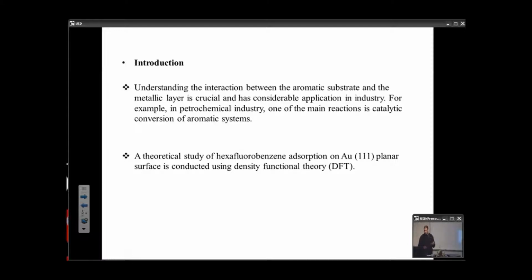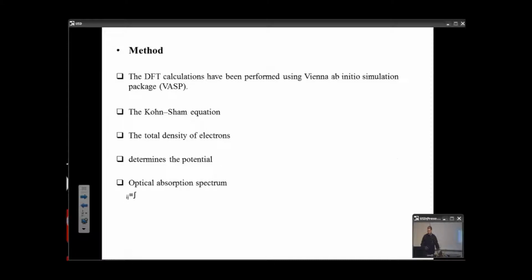We're going to see some interesting theoretical studies of hexafluorobenzene adsorption on gold, conducted using density functional theory. In this study, we use VASP, the Vienna Ab initio Simulation Package.